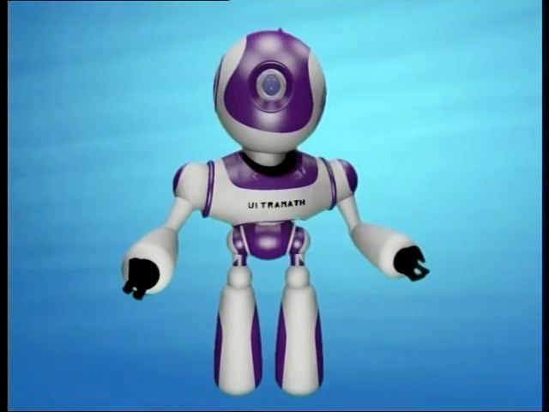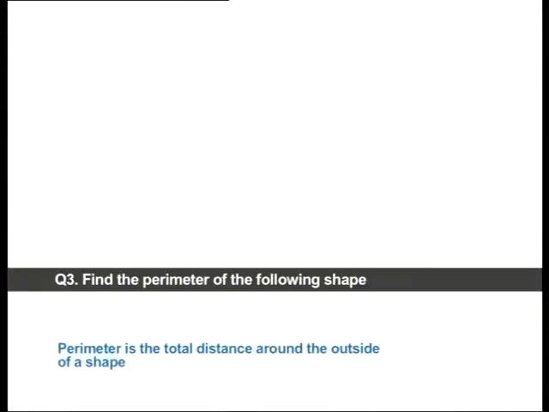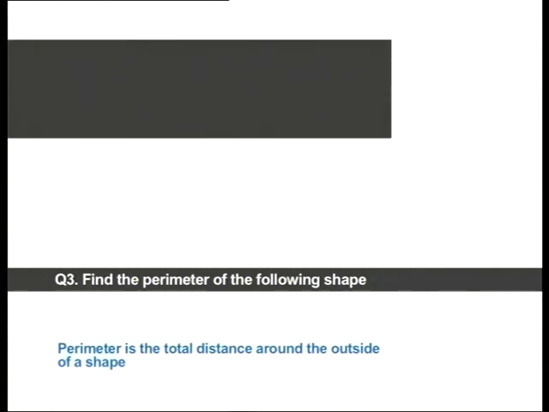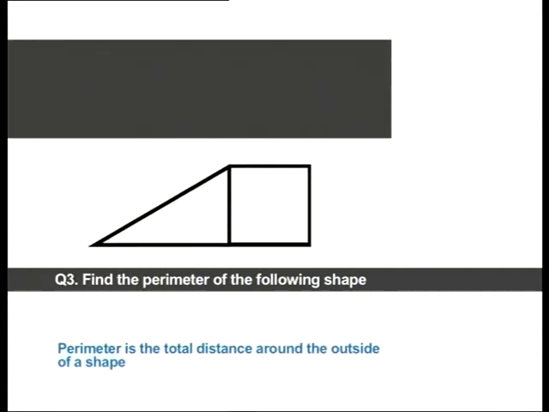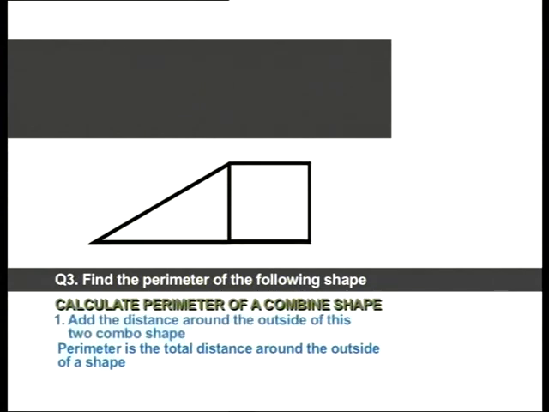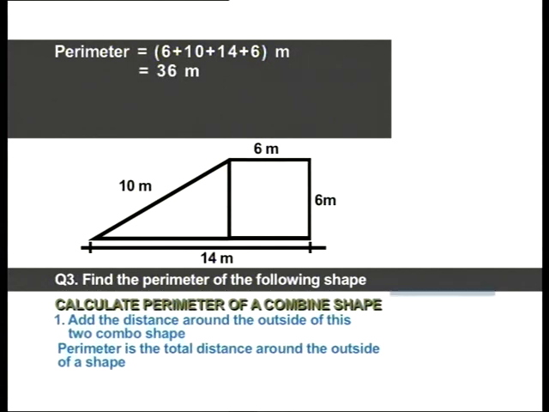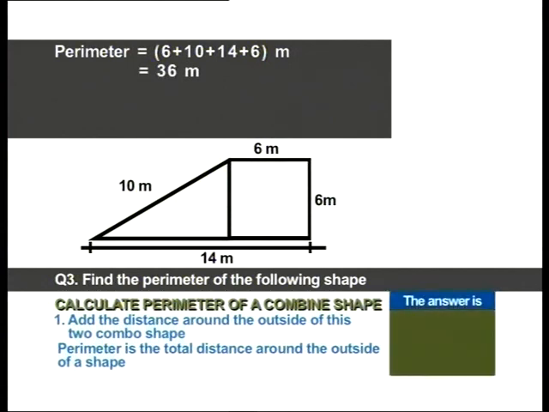Question 3. Find the perimeter of the following shape. Remember that the perimeter is the total distance around the outside of the shape. If you look at the diagram, the shape consists of 2 shapes. One of them is a triangle and the other is a square. We measure it by adding the distance around the outside of these 2 combined shapes. Perimeter equals 6 plus 10 plus 14 plus 6 equals 36 meter. The answer is 36 meter.